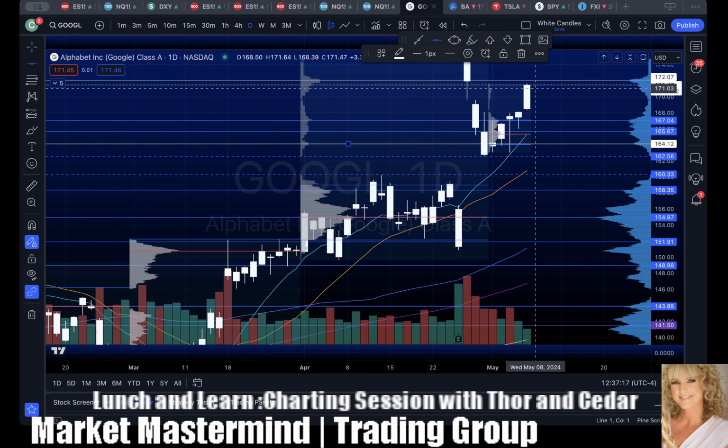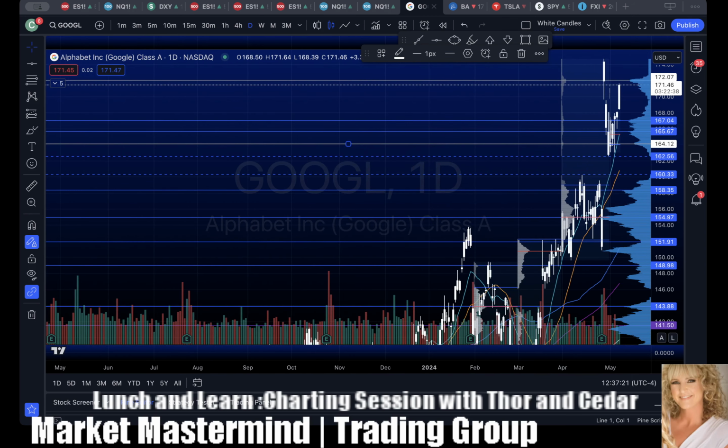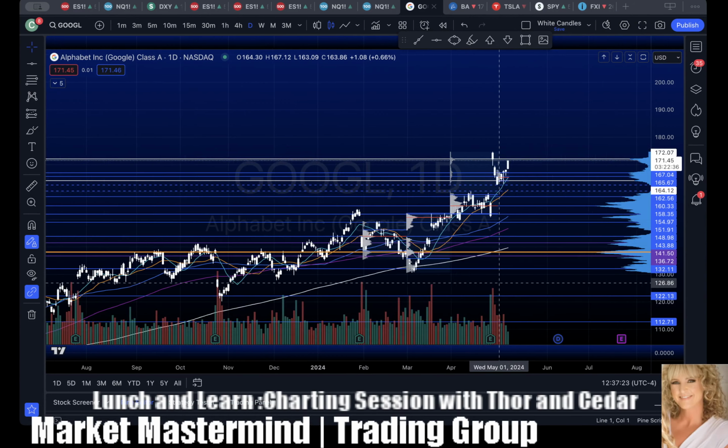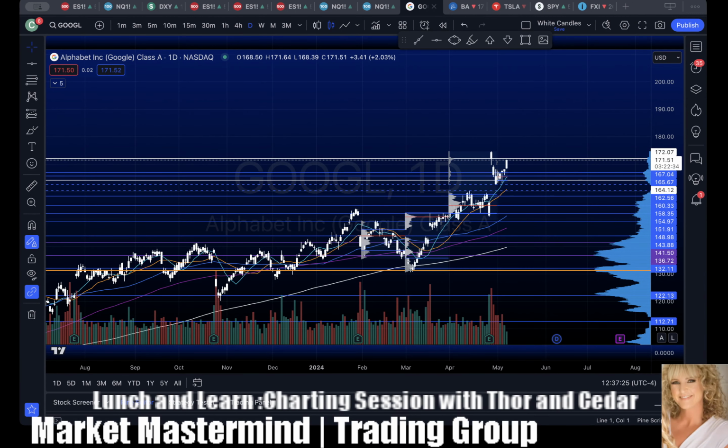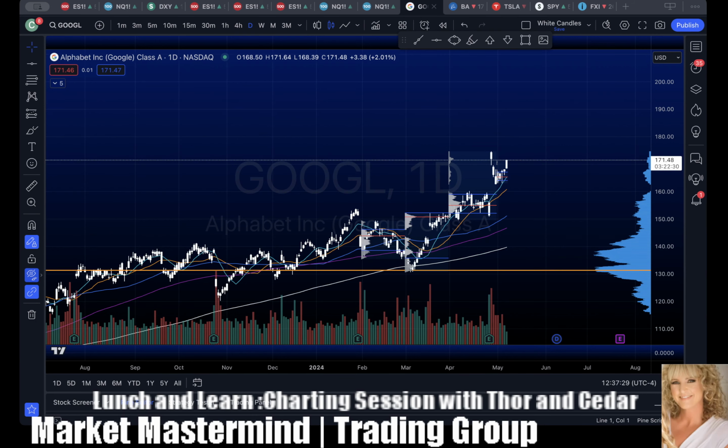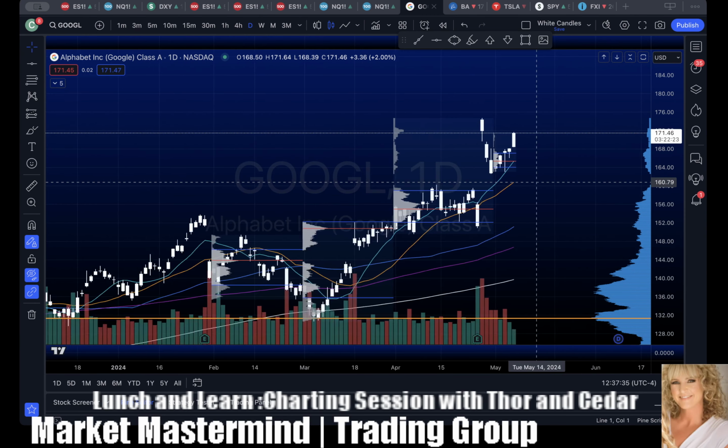Now, one of the things that happens when you're marking up a chart like this is you zoom out and it's just a mess. So you want to be careful that every once in a while you are just turning that off and going, okay, what are we doing? So now we're going to look at it in relation to where we are on daily.